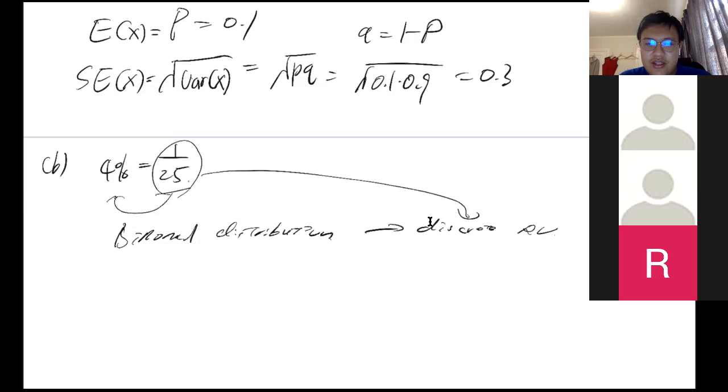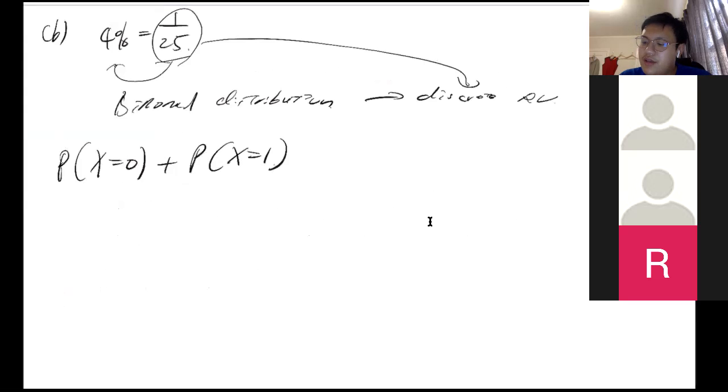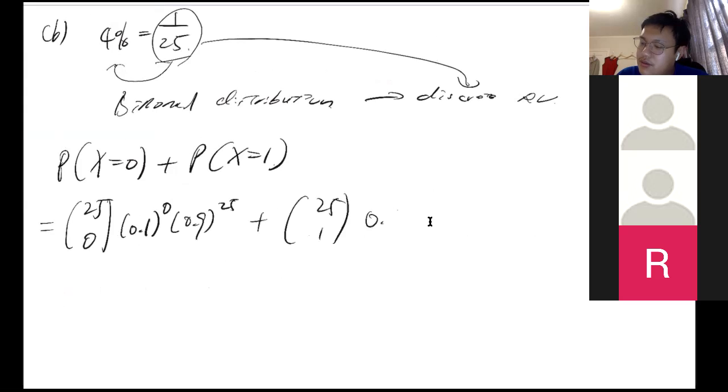And when we want to calculate the probability that at most one student goes to office hours, that means we want to calculate the probability of X equal to 0 plus the probability of X equal to 1. For the binomial distribution, X equal to 0 is 25 choose 0 times the success rate to the 0th power times the failure rate to the 25th power, plus 25 choose 1, times 0.1 to the first power, times 0.9 to the 24th power. And that's the result for part B.